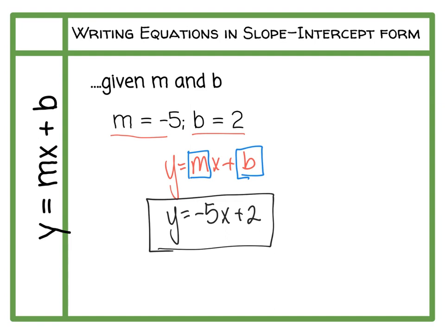Something I want to throw out there is I could have also written my b value as a coordinate, 0, 2. This means when x equals 0, y equals 2, that is your y-intercept. So when x is 0, this value right here is your b value. Something just to keep in mind there. But the key part here is that x has to be 0. Otherwise, it's not a y-intercept.